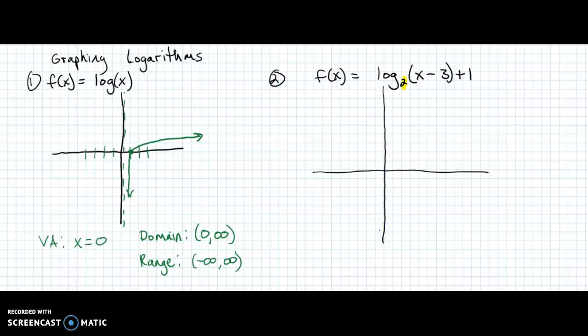So we're going to start from this point (1, 0), as it would be on the graph before any transformations are made. But then this negative 3 is going to move everything to the right 3. Anything inside the parentheses moves it left or right, and you need to change the sign. And then this 1 is going to move everything up 1.